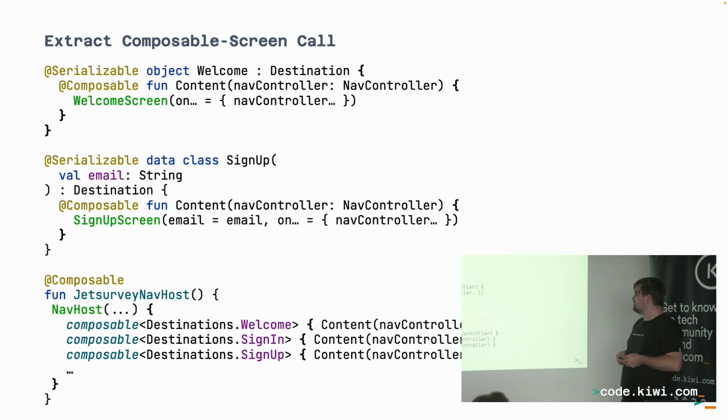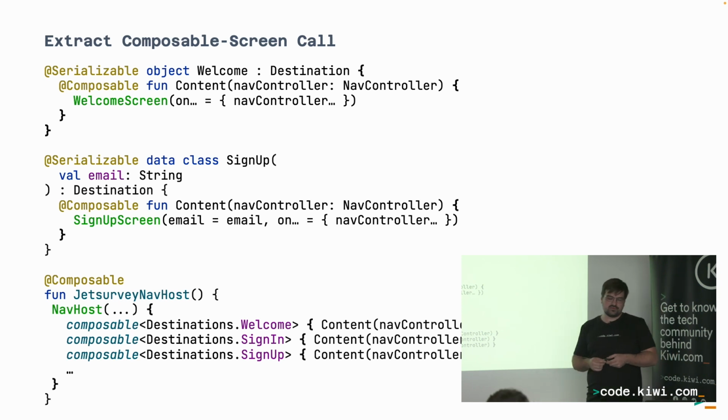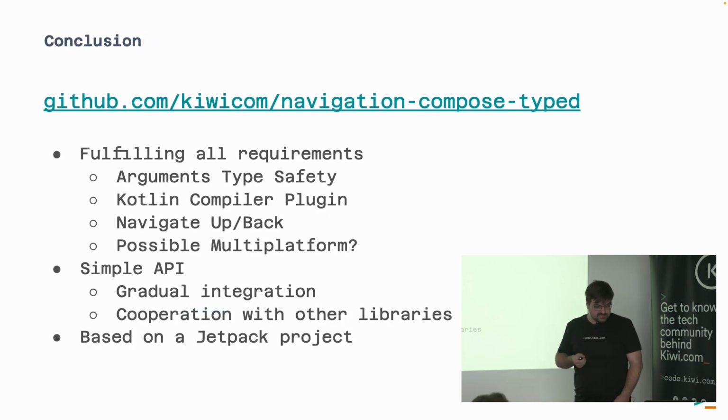This way you will wire those in a different place than in the nav host, and in the nav host you will be able to just call the content function on the destination object. Obviously, you still have to pass some external dependencies like the nav controller, but you can see that the definition of the nav host is much more concise, shorter, and this way you can have quite a nice overview of what the app structure or at least the module structure is, and you have multiple destinations. So that's it.